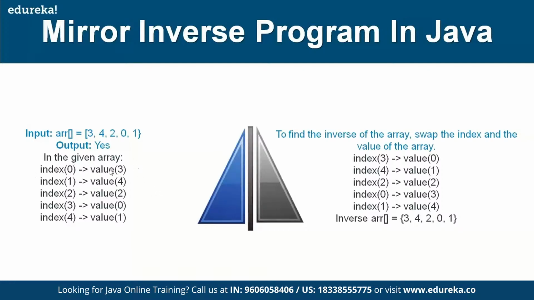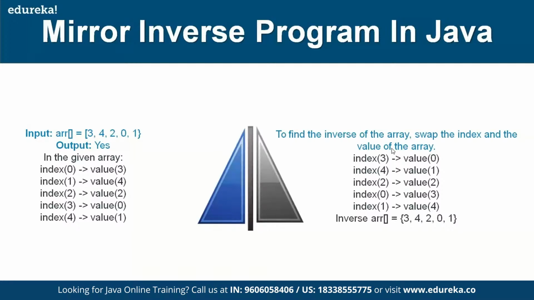Both places you just interchange. So in the place of index, you give value, and in the place of value, you give index. That is what we talk about as the mirror inverse. To find the inverse of the array, swap the index and the value of the array. That's what we call the mirror inverse of an array.